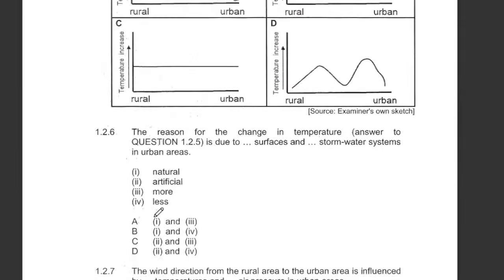Okay. The reason for the change in temperature is due to, let's say, change in temperature in the urban area. Obviously, it's not natural vegetation. So wherever there is one is wrong. Okay. So 2 is right. So it's due to artificial surface. So here we shall have artificial surface, which is Roman number 2, and then stormy water systems.